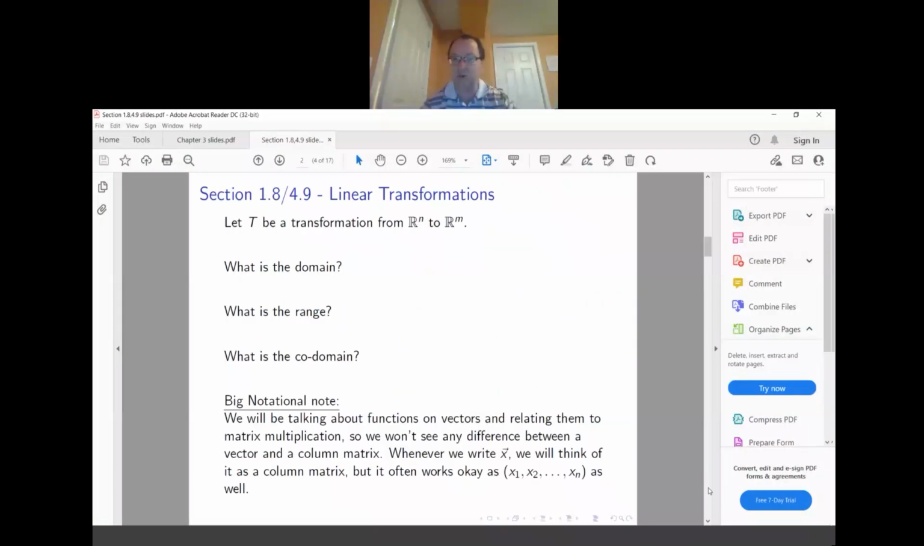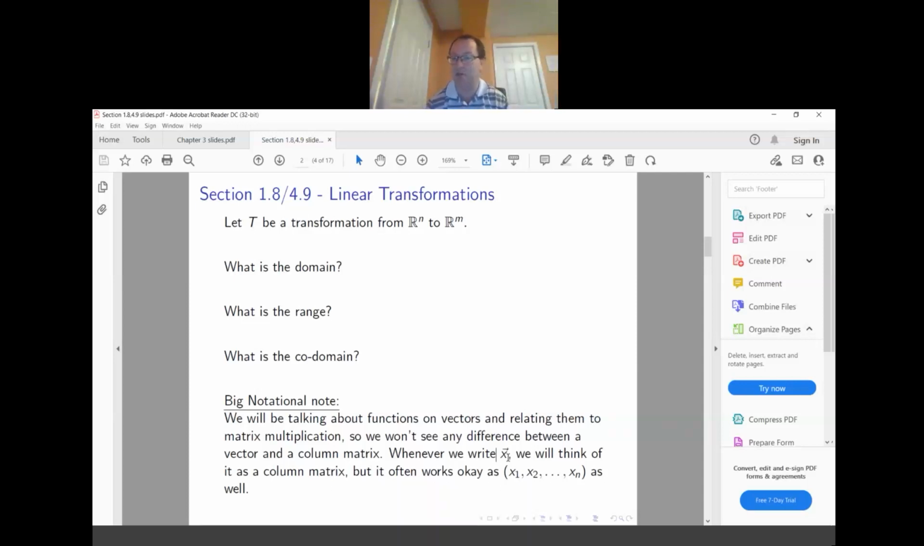All right, so as we get going forward with this, just a notational note, we've been writing x with an arrow to mean a vector. At this point, there's going to be some times, because we're going to talk about matrix multiplication and stuff like that, where it'll be advantageous for us to think of x as being a column matrix. So we're not really going to distinguish between the two.